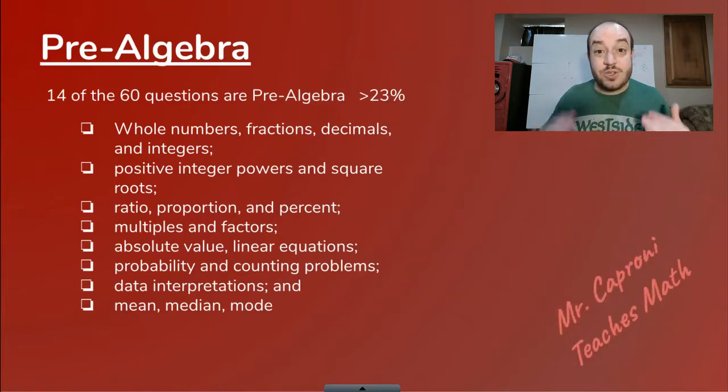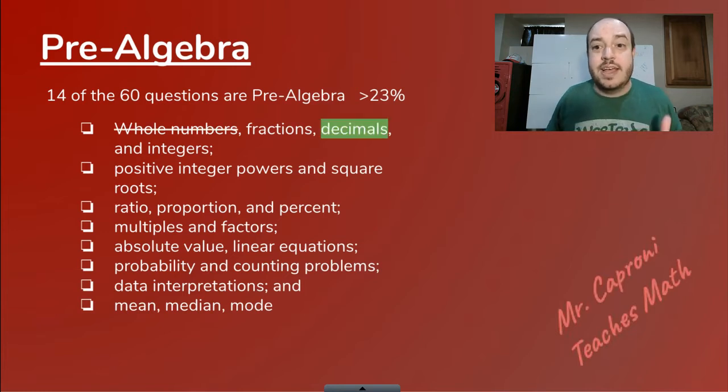Decimals fall in the pre-algebra section of the Math ACT. So as you can see here, there are a ton of topics in that section. If you want to see all of these topics and the rest of the major categories of the ACT test, you can go ahead and check out my other video at the top where I break down every bit of this test. But for today, we're only looking at decimals.